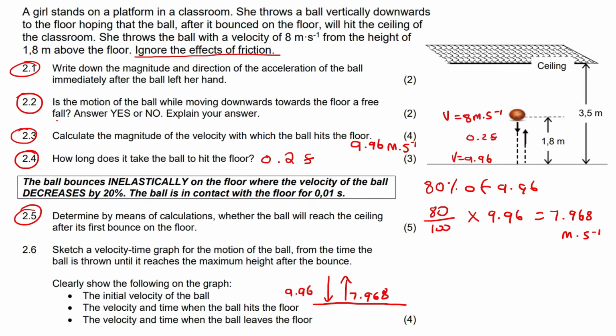So all we do now is we're going to go get our equations of motion, and we're going to find an equation that will help us to work out, for example, the displacement, and we can see whether we're going to get 3.5 or more. Maybe we even get more. That'll definitely tell us that it does reach the ceiling. Okay, there's different ways we could do this. Let's go get the equations of motion.